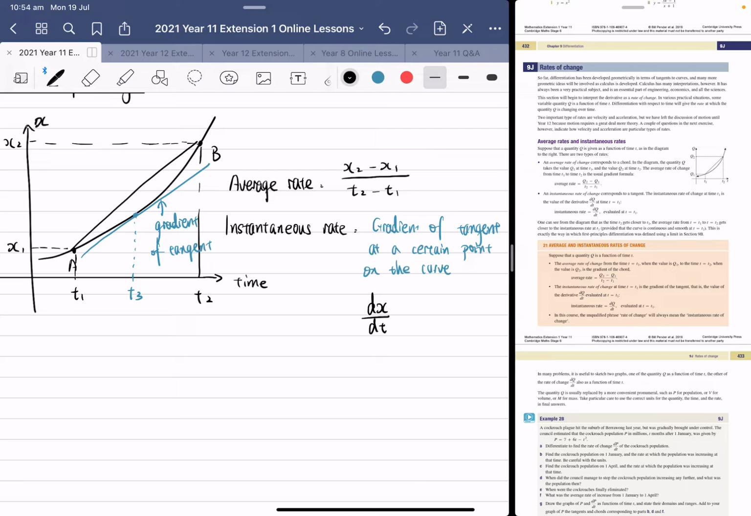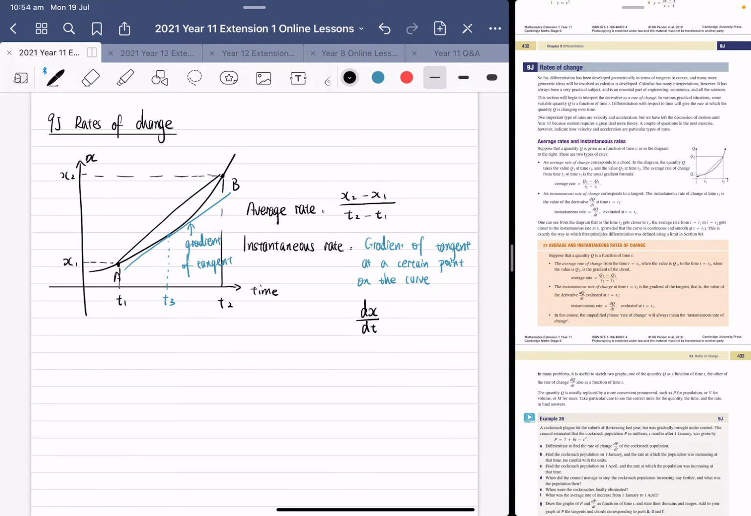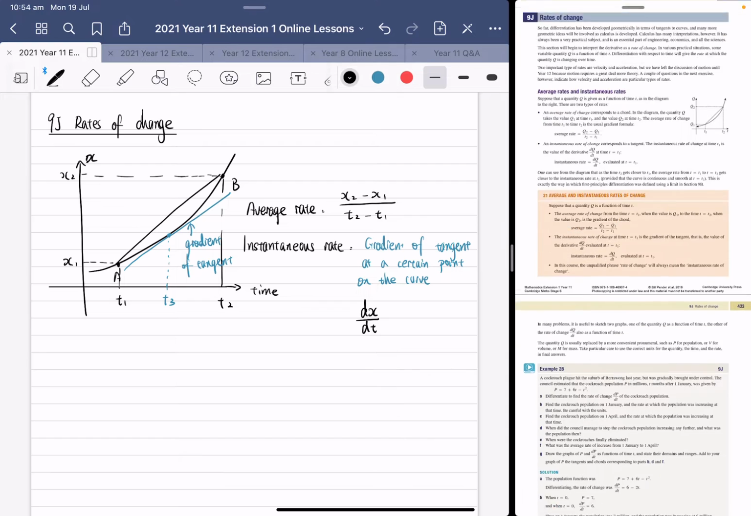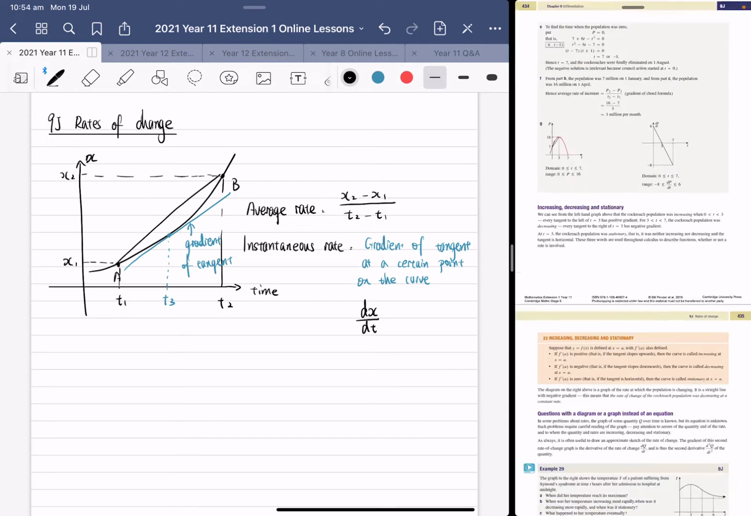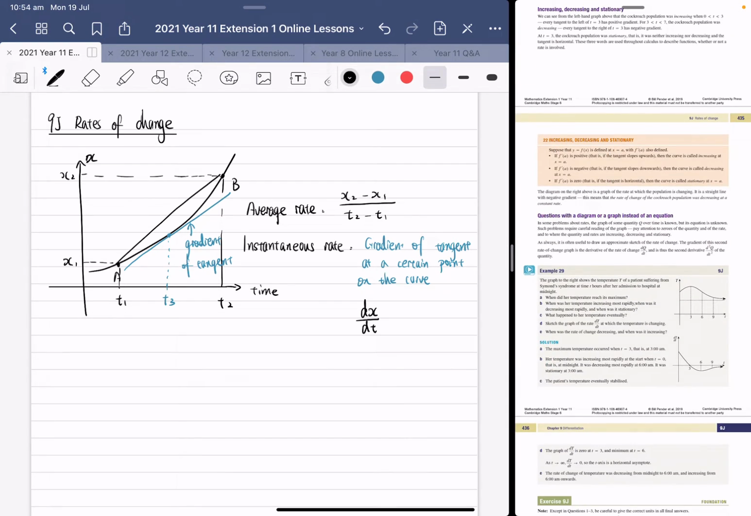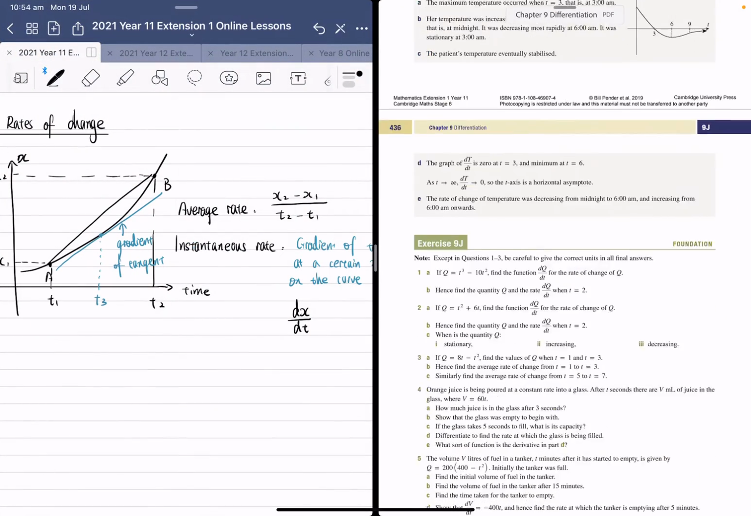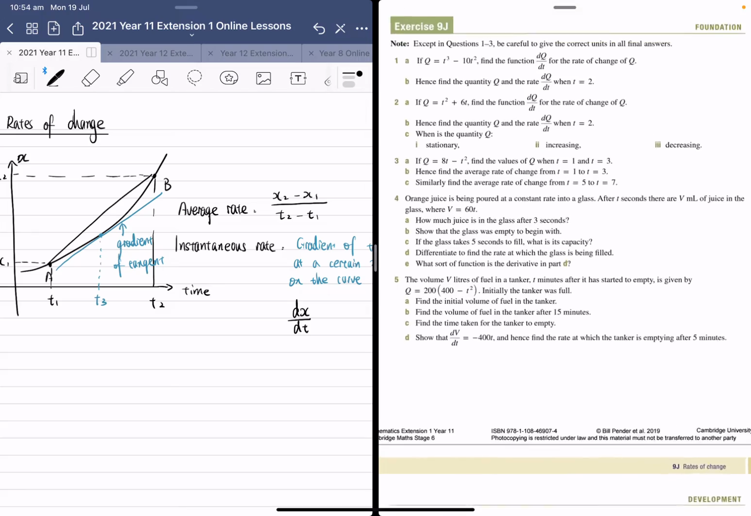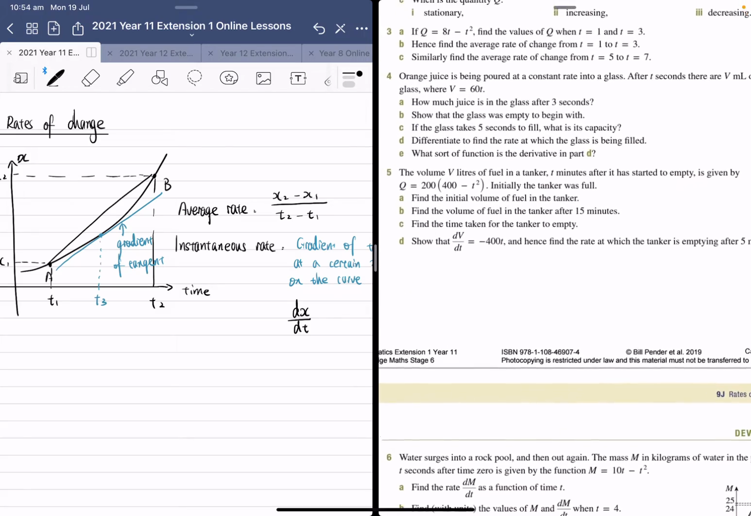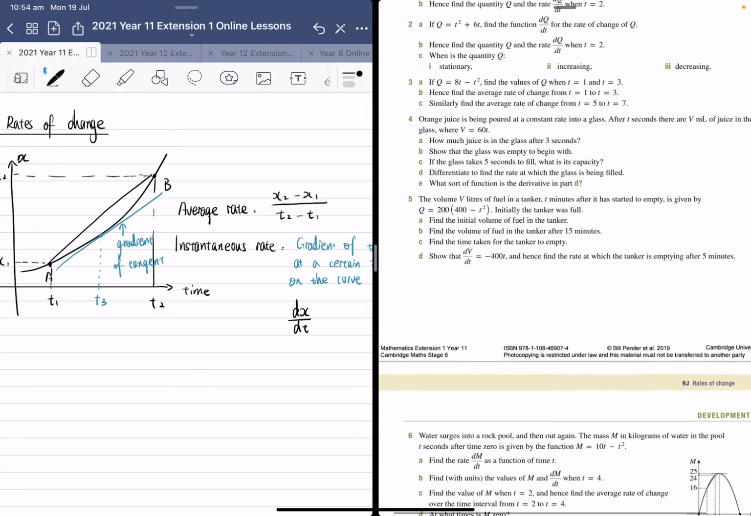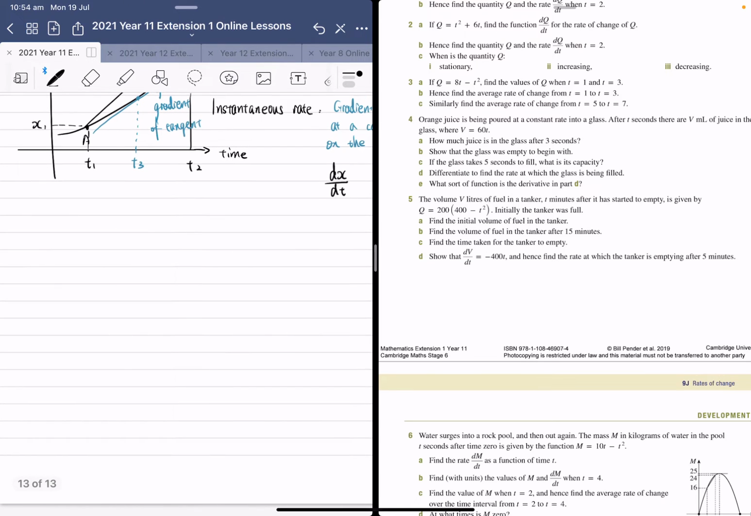So in this exercise, it's all about the average rate and the instantaneous rate. The questions themselves are actually pretty easy. It's not hard at all. So I'm going to select a few questions to go through with you, and it should be enough to cover everything in this exercise. All right, so let's have a look at exercise 9J. How about we do question 5 first? Exercise 9J, question 5.